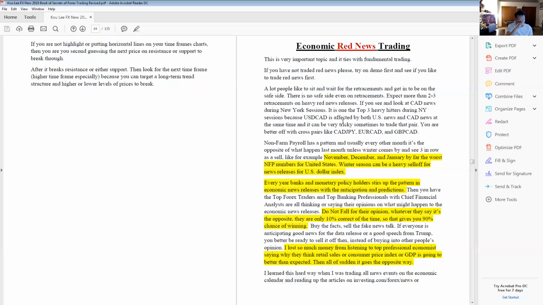And any data that comes out. Could be manufacturing data for GBP or the Euro or Australia, New Zealand. Like I said, retail sales, consumer price index, gross domestic product, producer price index. When you look at every single economic data that comes out with numbers and they're projecting either good numbers or bad numbers, if they're projecting good numbers, let's say this.